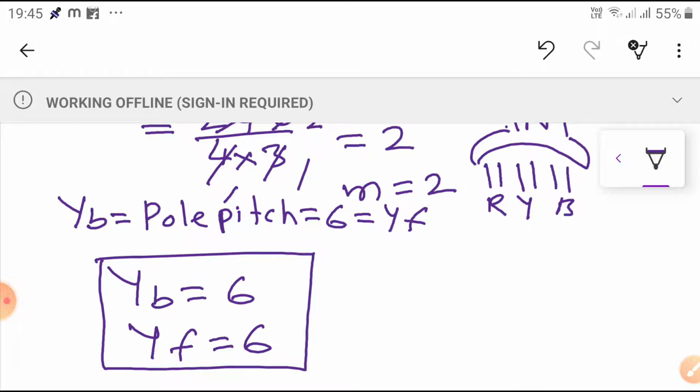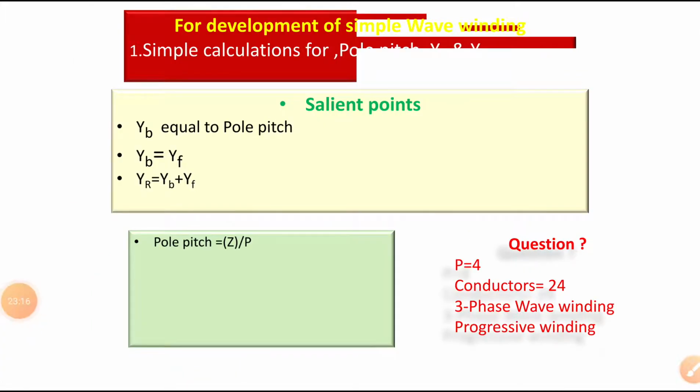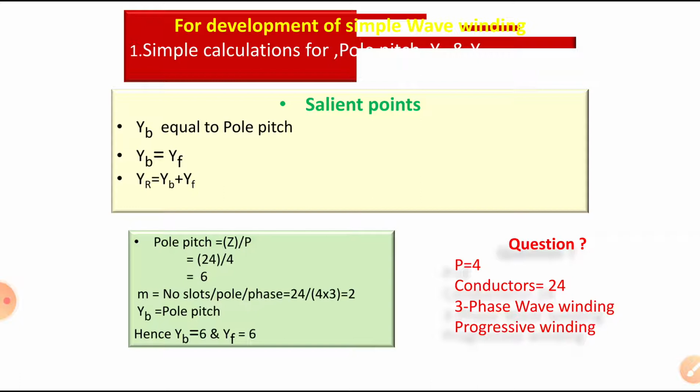So, based on this, we are going to calculate the winding table. If you have any doubts about how the windings are distributed in 2 poles and 4 poles, we will explain elaborately with the help of an example. Now, you can see here the calculations once again: pole pitch is 6 and m is equal to 2, and YB is equal to pole pitch, and YF is equal to 6.